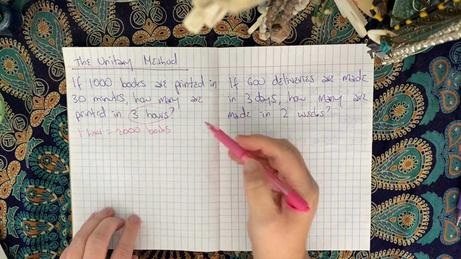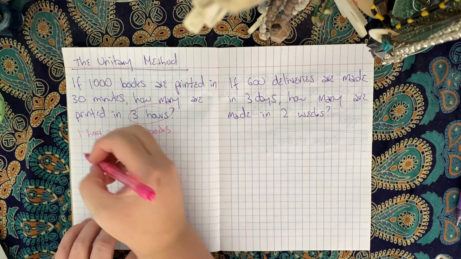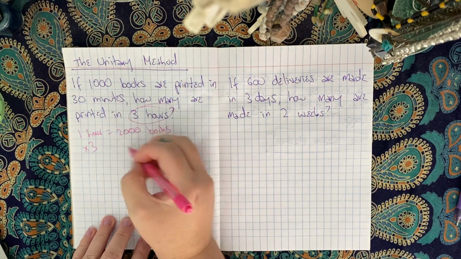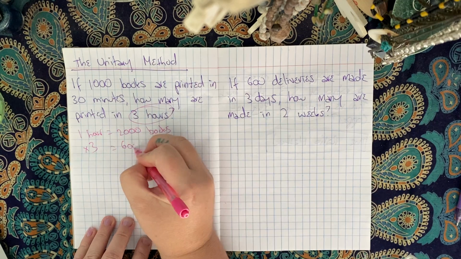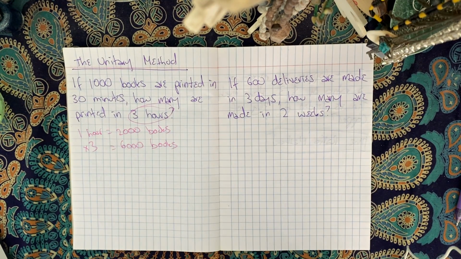So now all I have to do is get this scaled up to 3 hours. That's pretty easy. All I'm going to do is times it by 3, which means I'm going to have 6,000 books. So that's relatively simple. All you do is find 1 and then you just scale it up to how much you need.